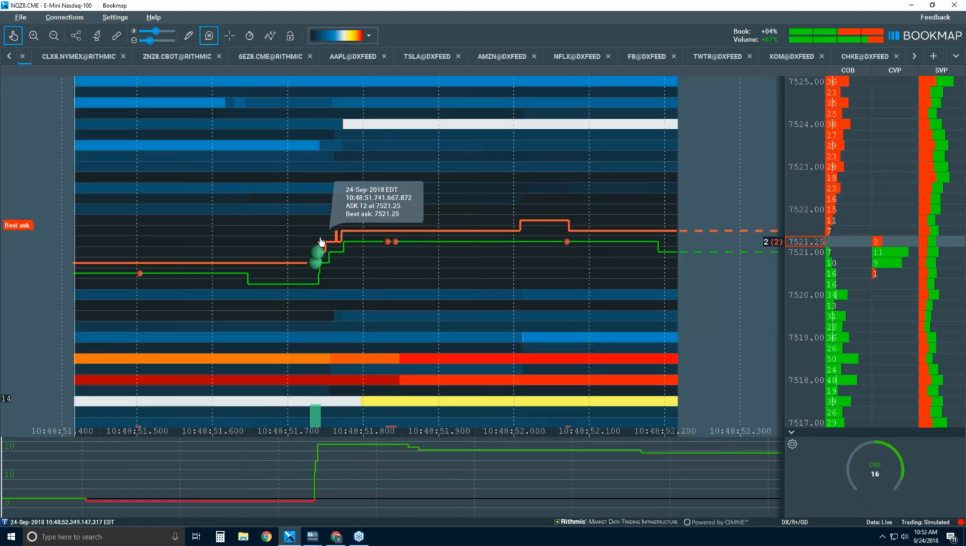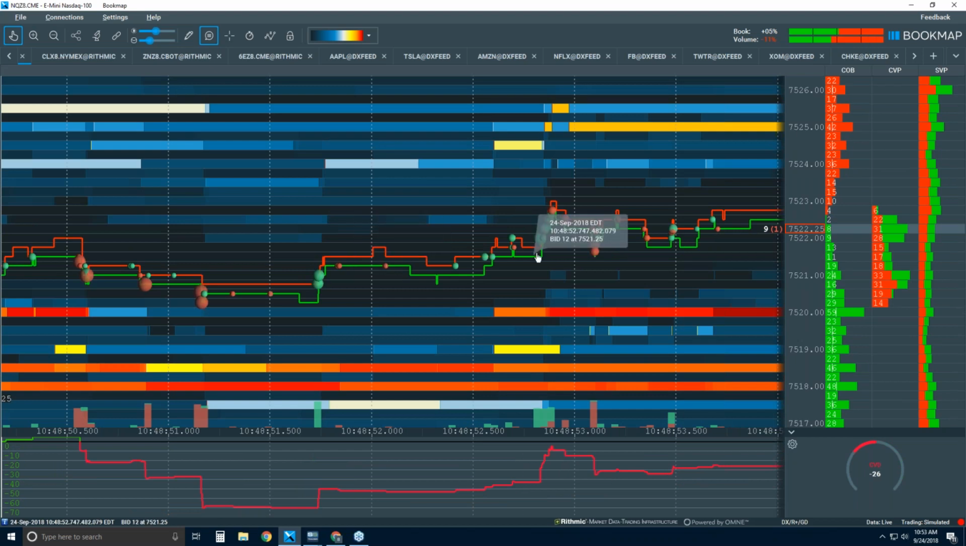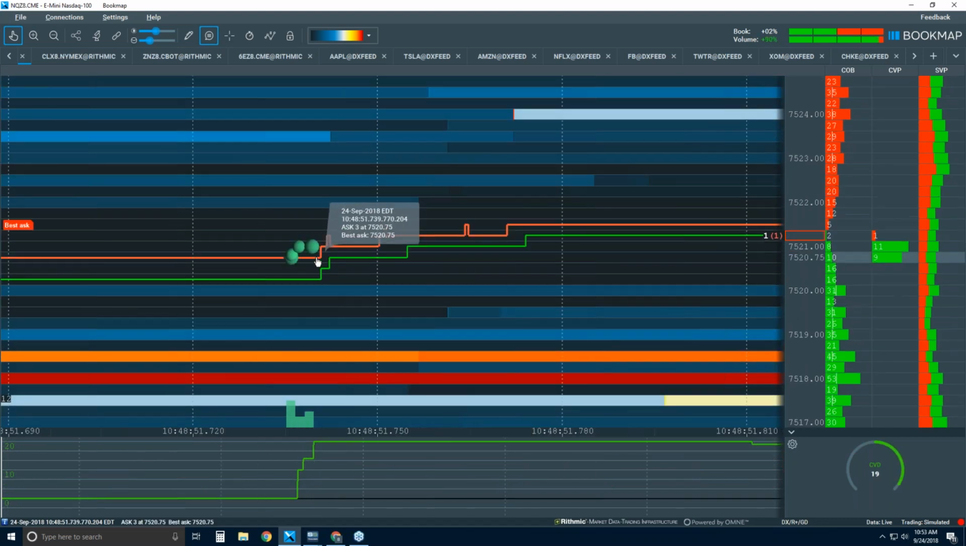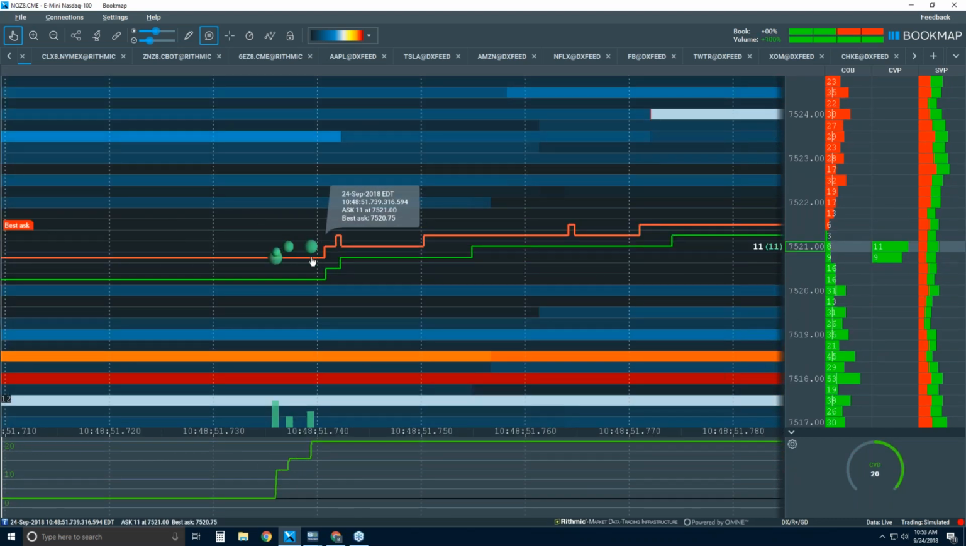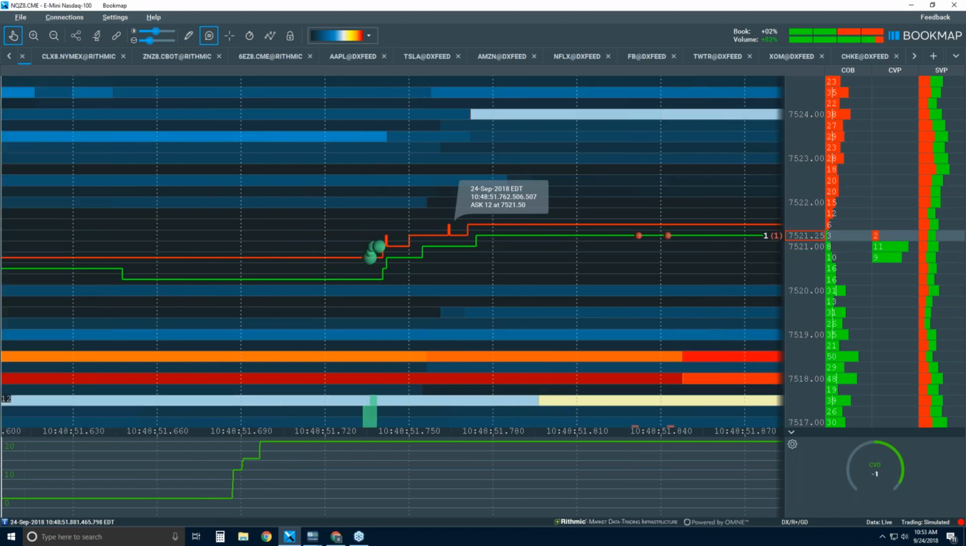If I zoom out here, you can see all sorts of volume trading on the best offer. The green dots are market buy orders. They're lifting the offer. They're the aggressor. They're using the market buy order to take liquidity off of the best offer. This is actually what moves price. And then the red dots are the aggressive sellers here.